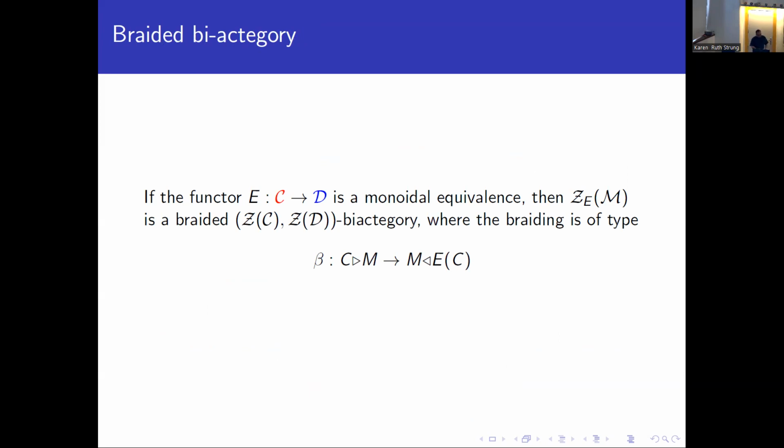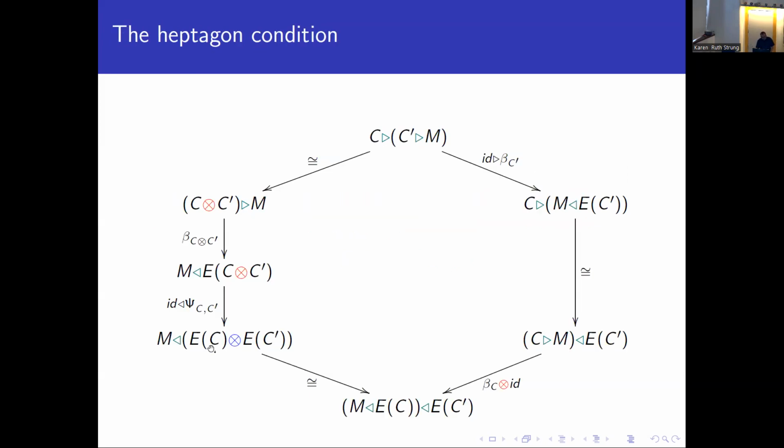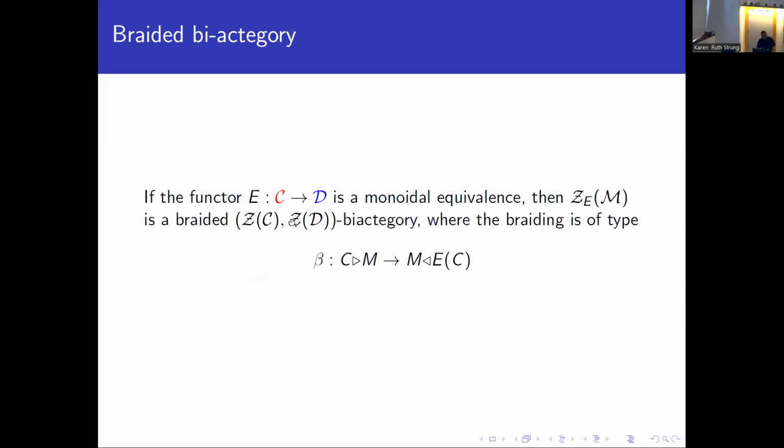So in this definition, we only need E to be monoidal, but if moreover the functor E is not just monoidal, but it is a monoidal equivalence, then we can show that this center becomes a bicategory, but it's a bicategory over the center of C and center of D from left and from the right. Because the center of C is monoidal, this is also monoidal, so we can define the bicategory structure on the center of M, and the braiding is again given by the half braiding that I mentioned before.